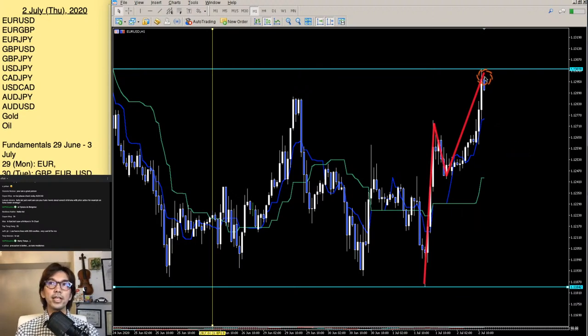But if you look at the price right now, relative to this Tenkan-sen and Kijun-sen, you can notice that the current price is away from this Tenkan-sen and also away from this Kijun-sen. So what you can expect when you see this kind of condition is that the price will come back to the Tenkan-sen or Kijun-sen. In other words, we can expect a retracement at some point.